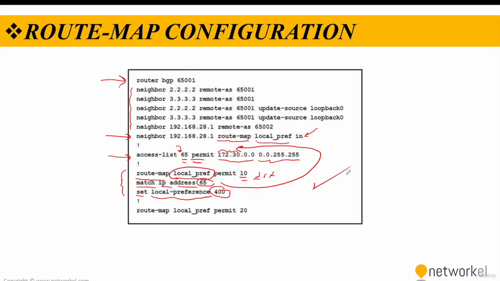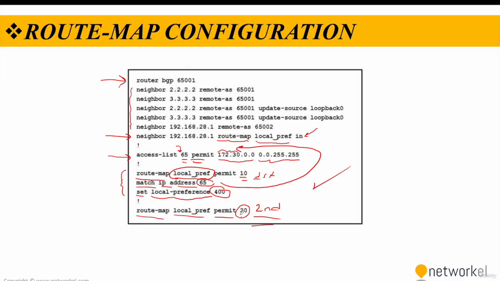Okay, fair enough. And I see a second statement as well. Route map local pref permit 20. That basically means permit anything else, because otherwise everything will be denied if you don't use this permit statement. So in the route map, make sure you have another permit statement allowing everything else.